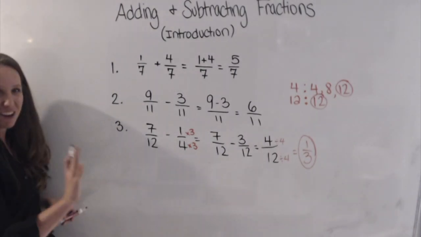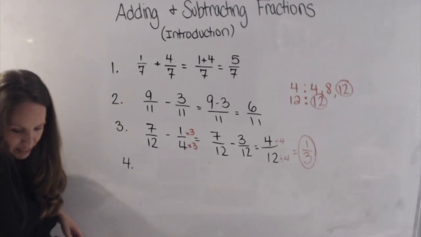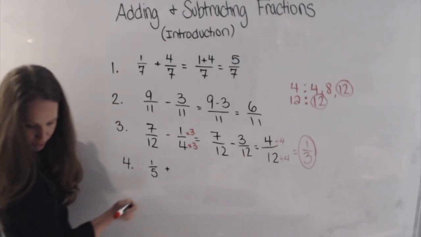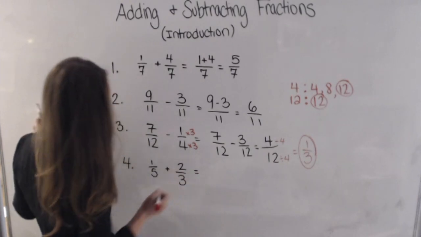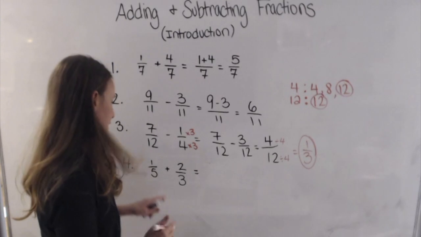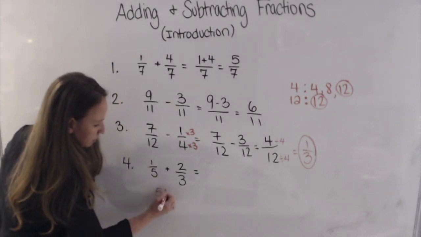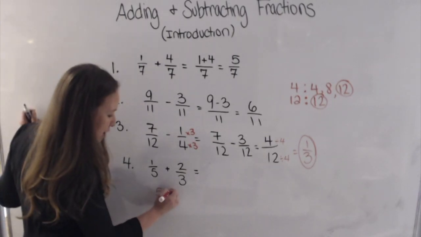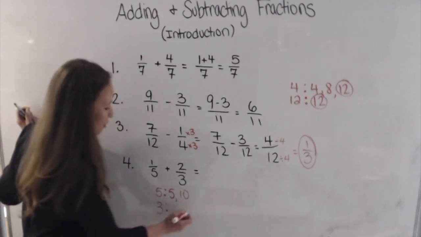Let's do one more, and then I'll clean the board. Number 4 says 1/5 plus 2/3. Well, what's my least common denominator here? Well, let's do 5 and 3. 3 doesn't go into 5. So let's try this. 5 times 1 is 5. 5 times 2 is 10. Does 3 go into 10? No.